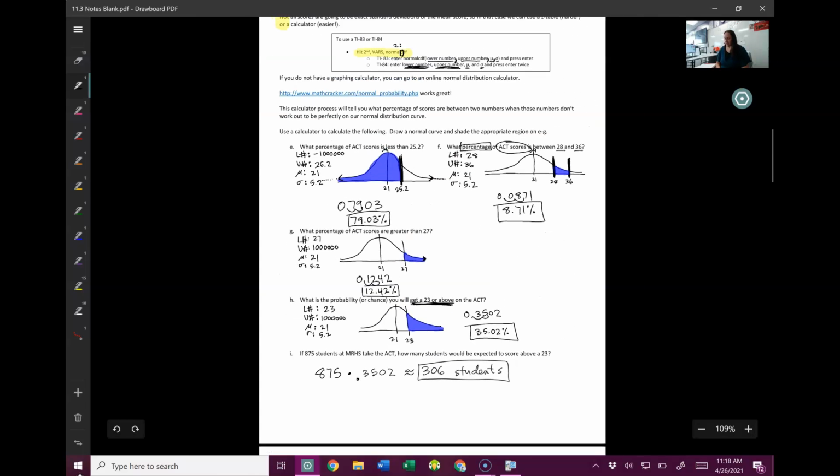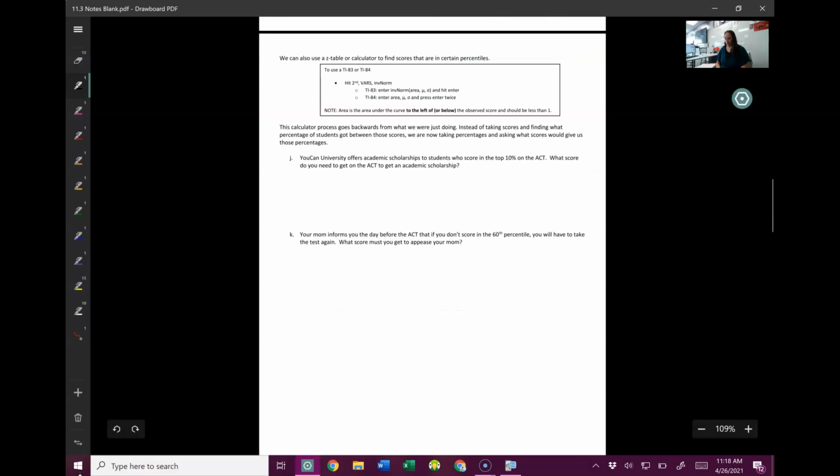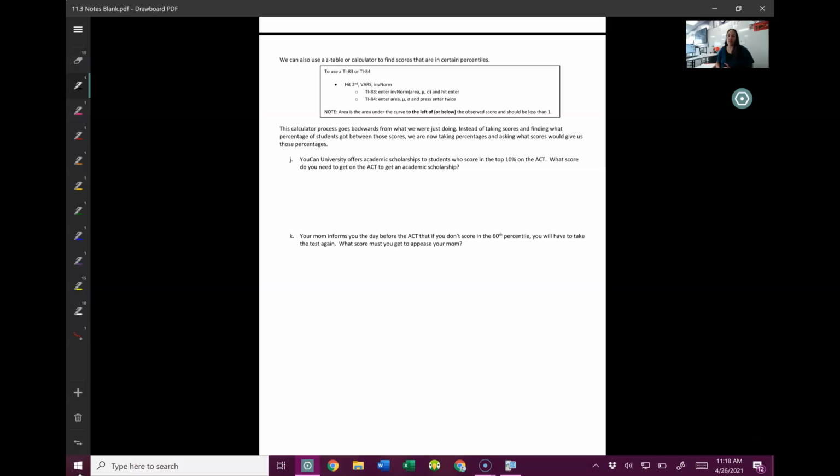Okay, so that is everything about normal CDF on your calculator. We need one more video for this lesson to talk about the inverse norm function on your calculator, and then we'll be done.